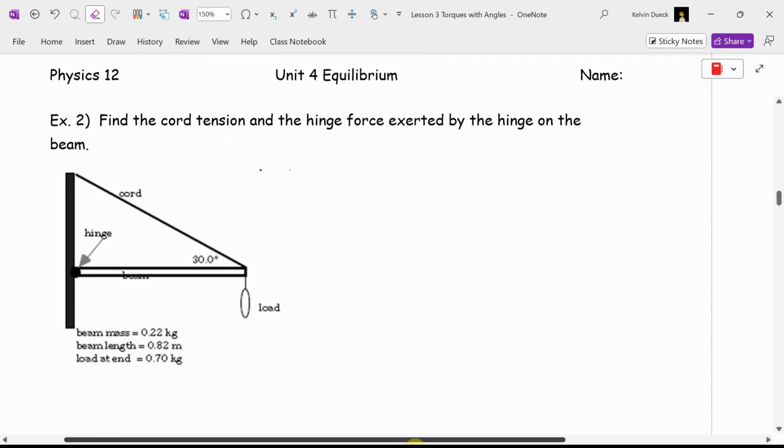Here's one with numbers. We'll finish with this. It says find the cord tension. I'm going to call that part A, and then find the hinge force. I'm going to call that part B.